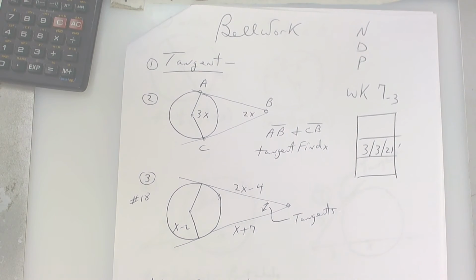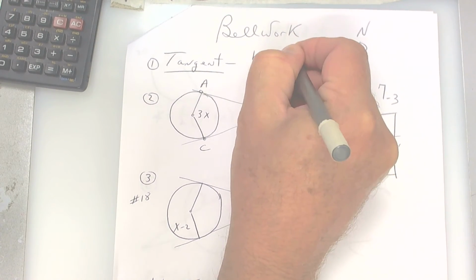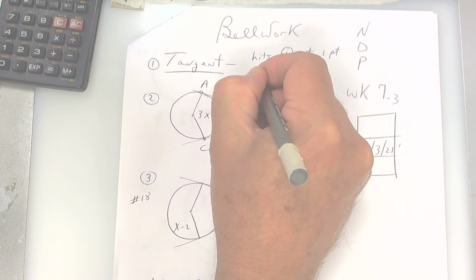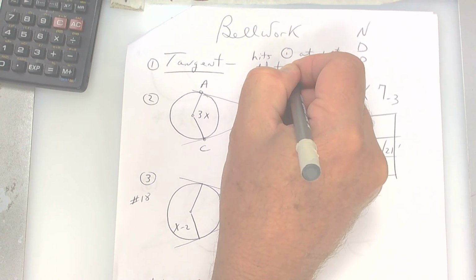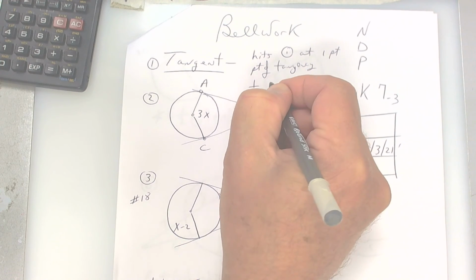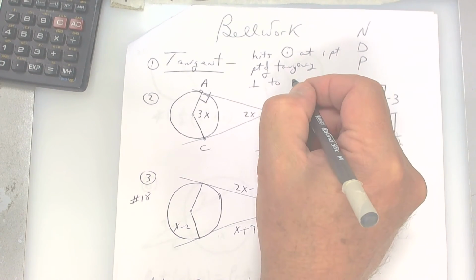Okay, the question is, what is a tangent? A tangent is a line that hits the circle at one point. And that point is called a point of tangency, and it is perpendicular to the radius. So it's 90 degrees to the radius.